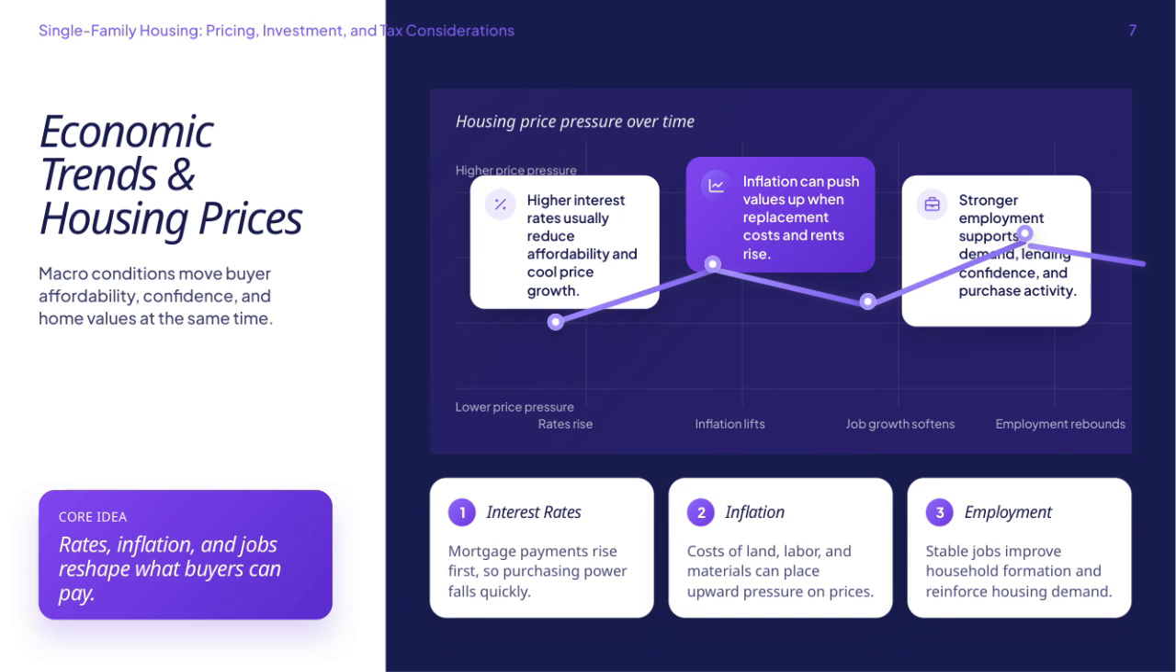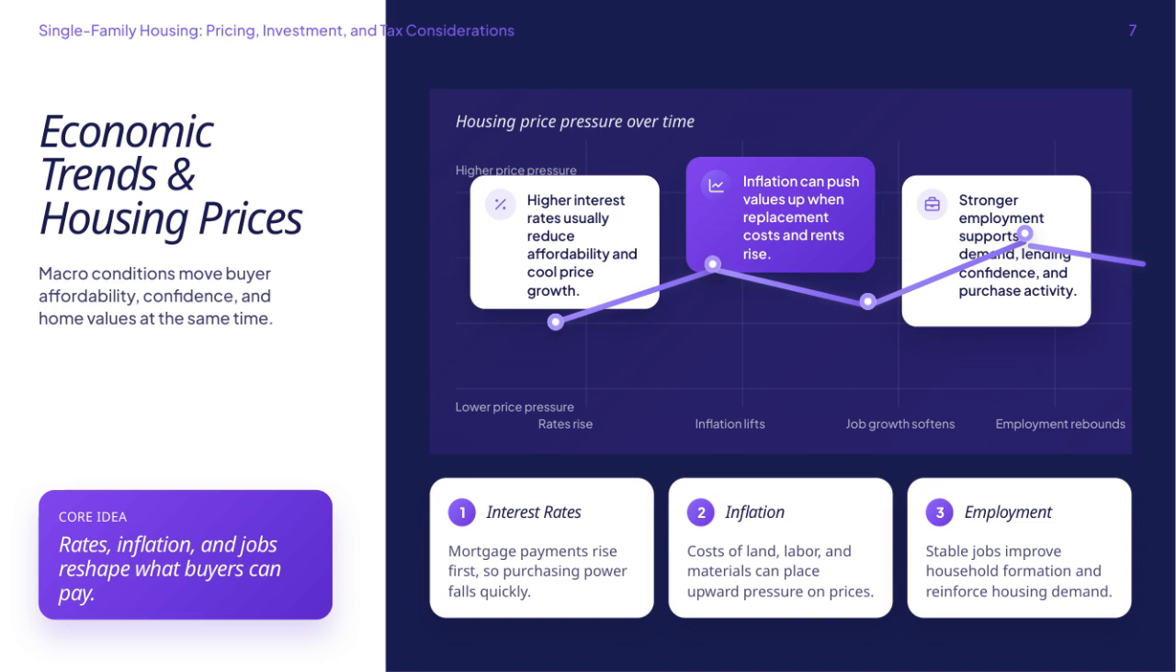Next, inflation plays a significant role by pushing up the cost of land, labor, and materials. These increased costs apply upward pressure on home prices because builders and sellers need to cover their own higher expenses. Employment is another critical factor. Stable job growth bolsters household formation and encourages stronger housing demand. When people feel secure in their employment, they're more confident about making significant investments, such as buying a home.